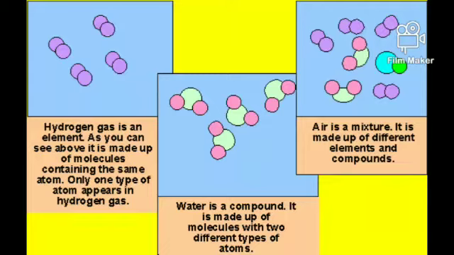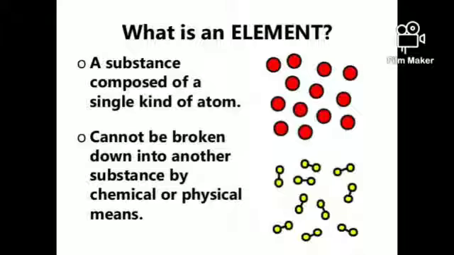Here you can see hydrogen gas. It's an element. As you can see, it is made up of molecules containing the same atoms. Only one type of atom appears in hydrogen gas. Water, it's a compound. It is made up of molecules with two kinds of atoms. Air, it's a mixture. It is made up of different atoms of compounds.